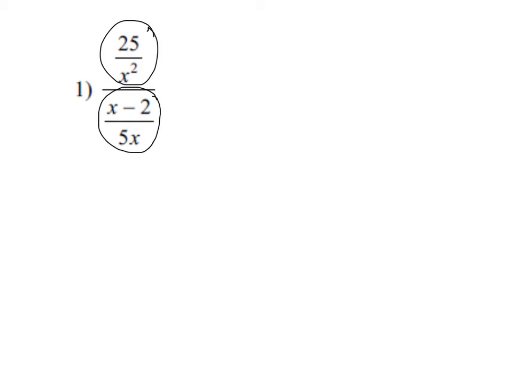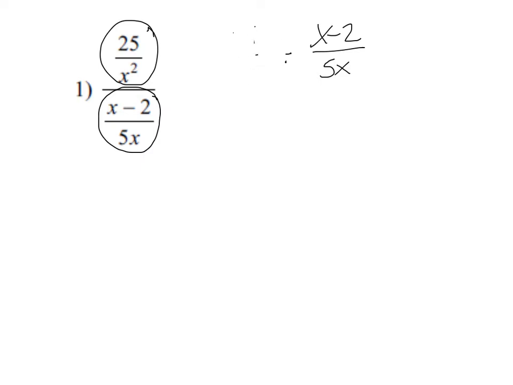All right, here's the deal. We just got done doing multiplication and division of rational expressions, so this is really the same thing as seeing it written 25 over x squared divided by x minus 2 over 5x. It is the same thing, just written with a fraction bar instead of a division sign. And if you recall, whenever we were dividing, we changed it to multiplying by the reciprocal. So that's what we're going to do, same thing.